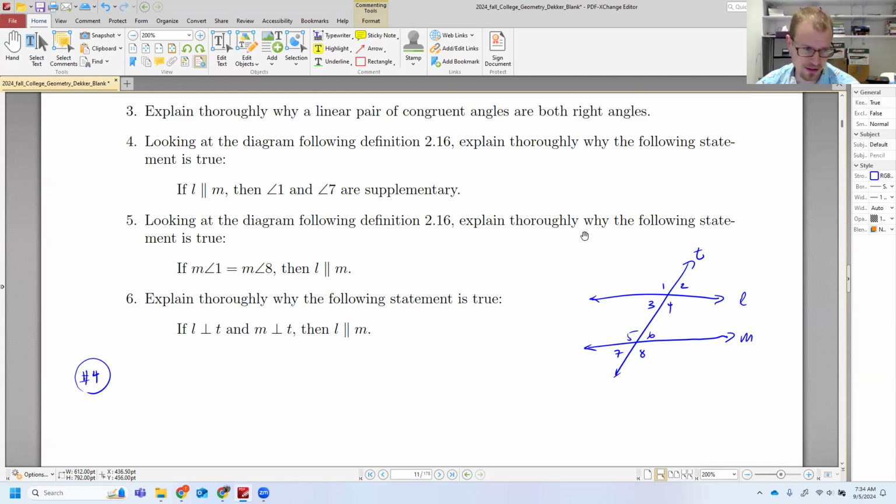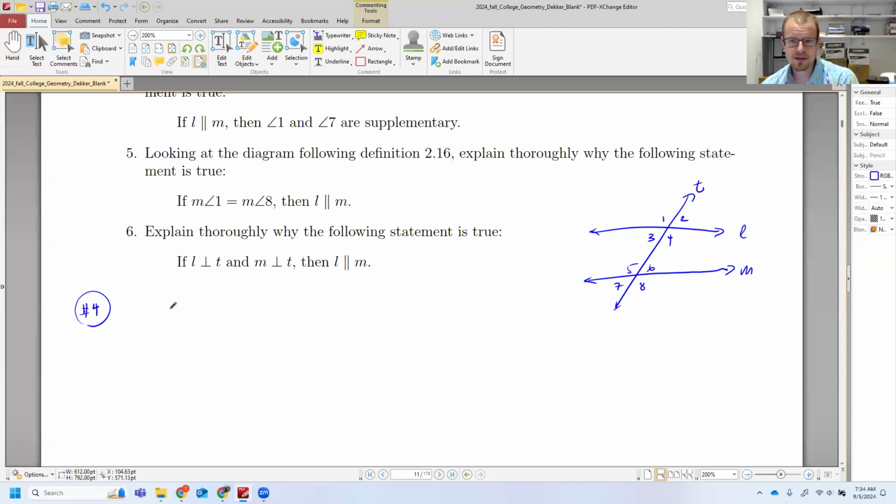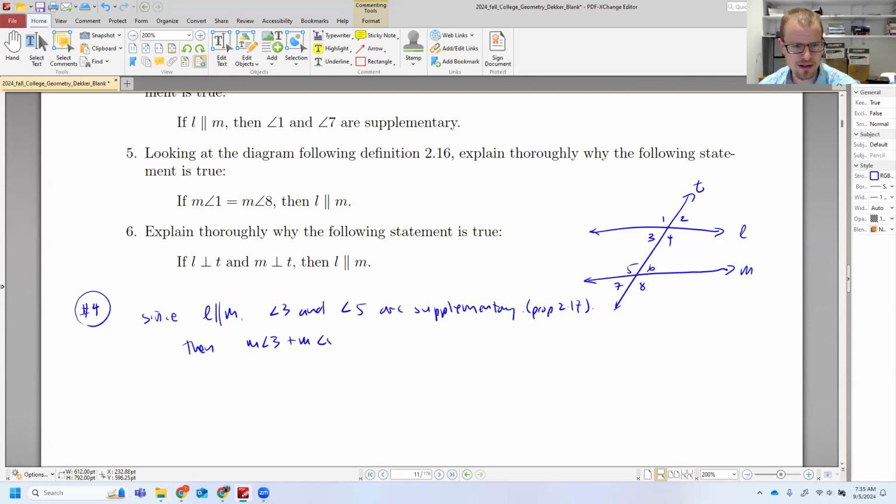All right, so what does this look like then? How could we do that? Maybe let's do this in a few different steps. Since L is parallel to M, angle 3 and angle 5 are supplementary. We know that from property 2.17. So I could note that if I wanted to. Then the measure of angle 3 plus the measure of angle 5 is equal to 180 degrees. Fantastic.